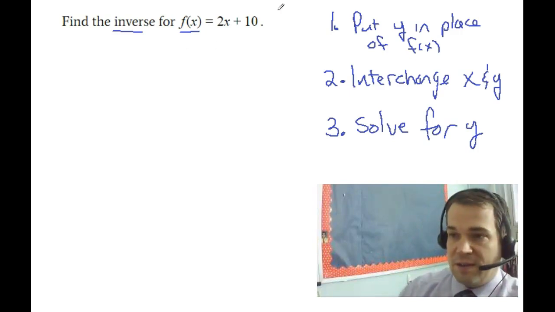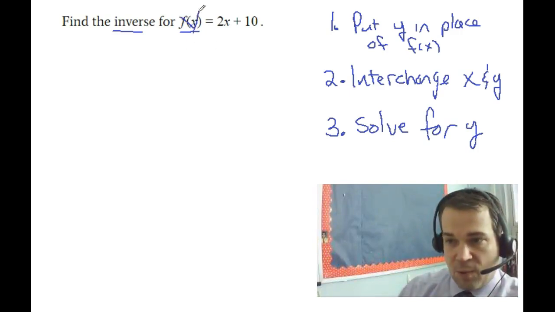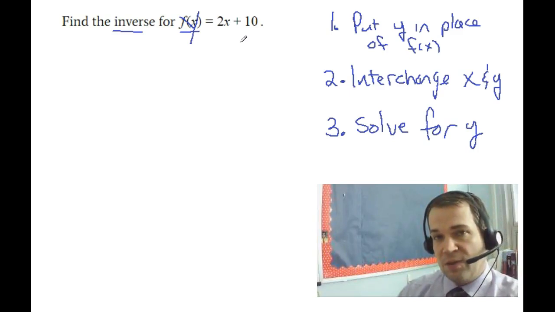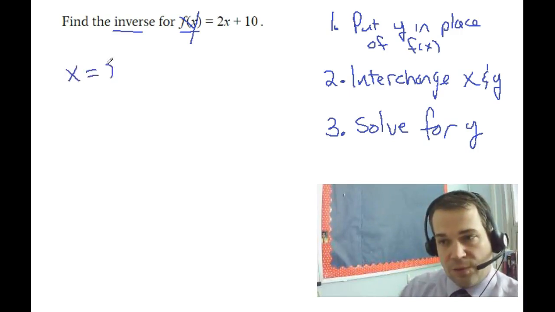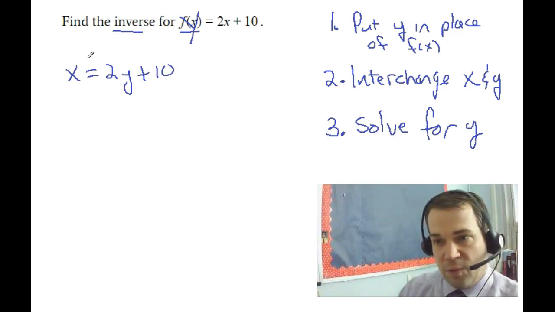So my first thought is to take this f of x, replace it with a y, and then recognize that what an inverse does literally is it takes every x that got turned into y and turns it back. So it takes that x and y and it flips it around. So instead of using y equals 2x plus 10, I want x to equal 2y plus 10. We're just literally switching x with y.